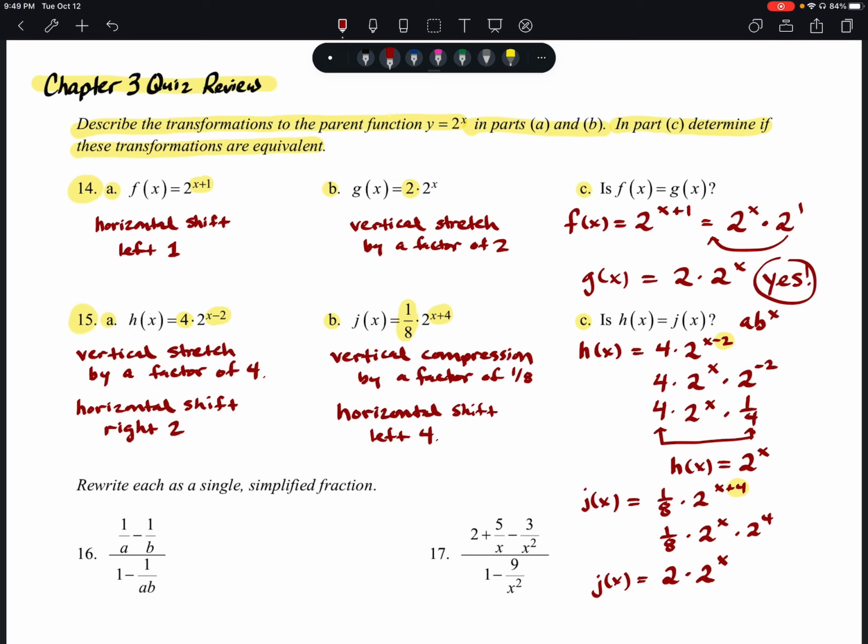So the difference between the two is that this one has a equal to 2, and the other one has a equal to 1. Therefore, no, these are not equal. So our answer for this one would be no.